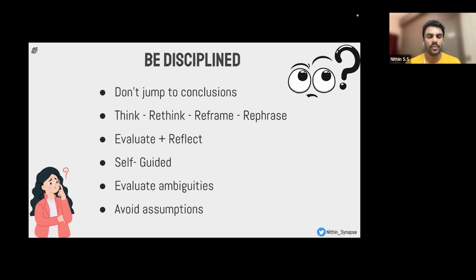So if you are not self-guided, you are always assisted by someone, and you will be having that person's thought process. So your system 2 won't be working, and system 1 always says, I should listen to that person because he is always taking control of me. And then we should evaluate ambiguities.